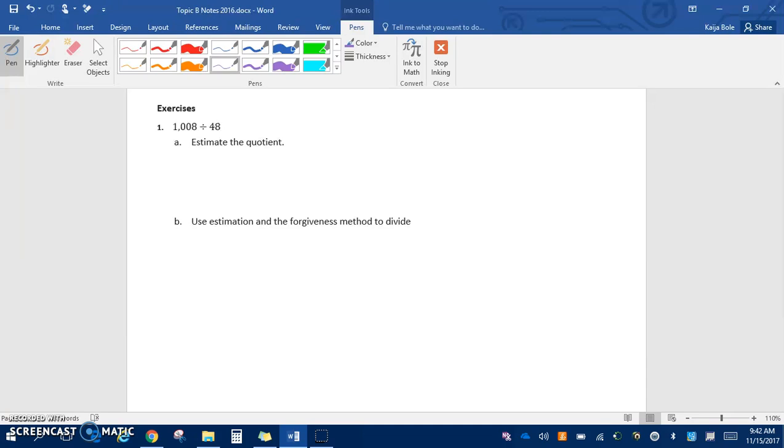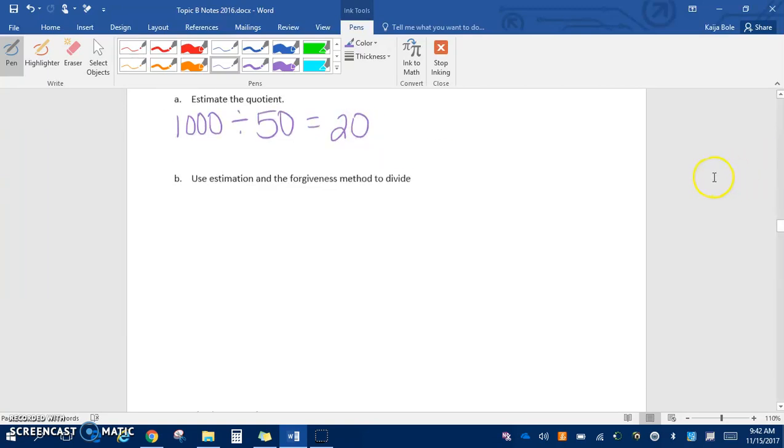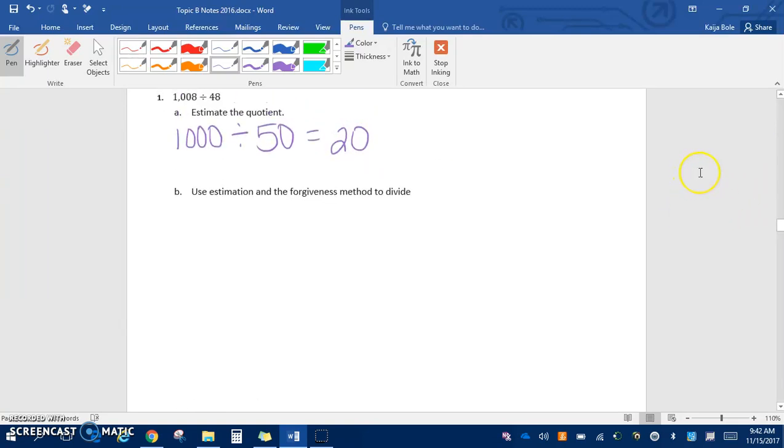Alright, so the first thing we're going to do is estimate the quotient. That means we're going to round, because we want to be able to do this in our head. So I'm going to round 1008 down to 1000, and if we're going to divide, something close to 48 would be 50. And we know that 1000 divided by 50 is 20. So we've estimated, and now we're going to use that estimation and the forgiveness method to divide.